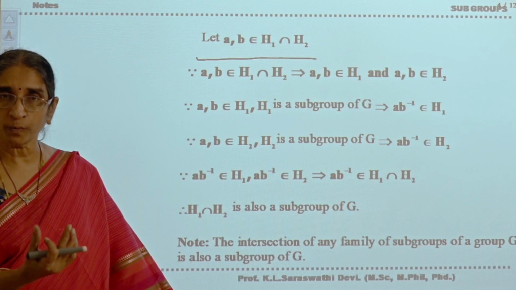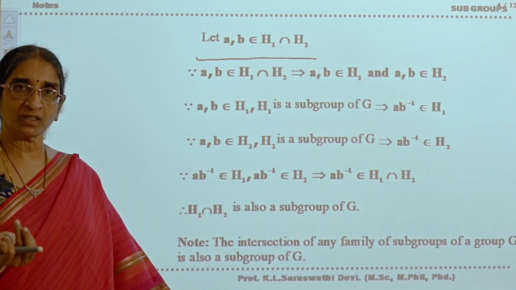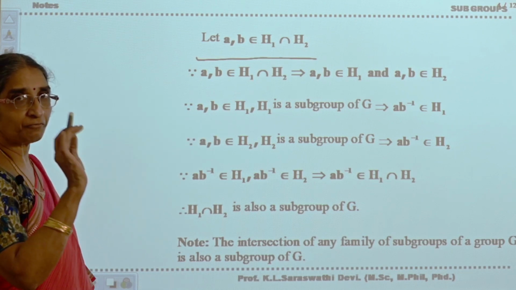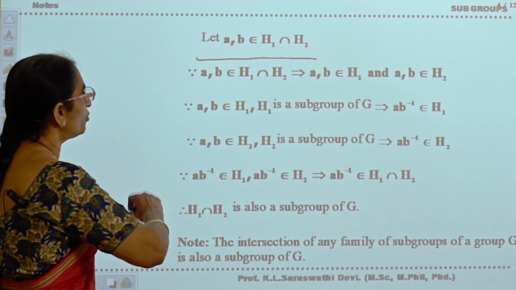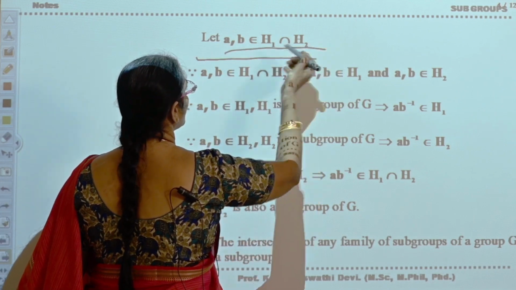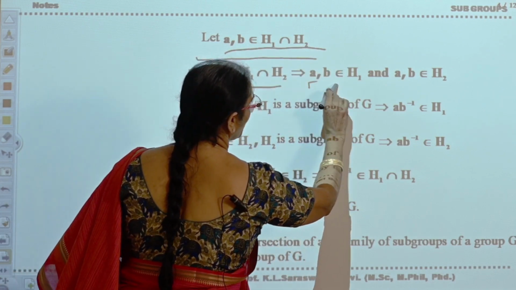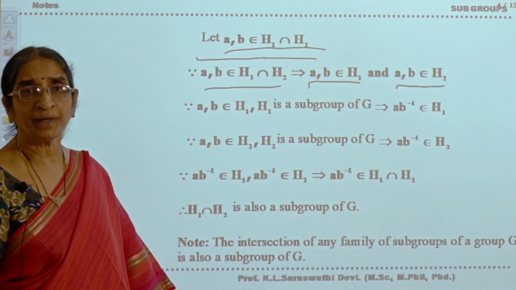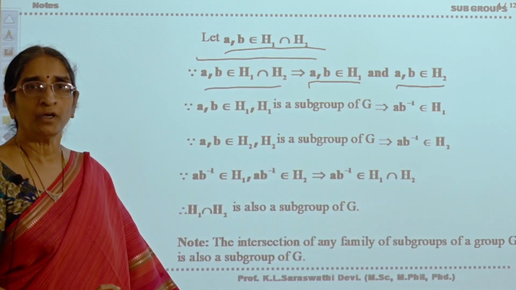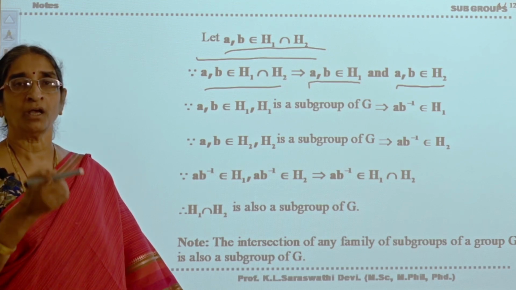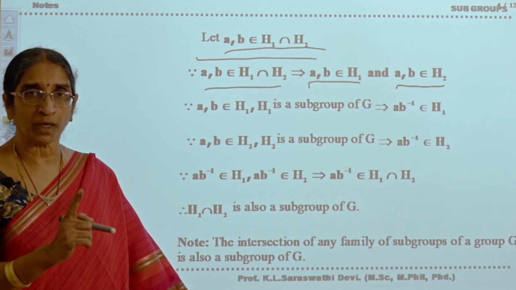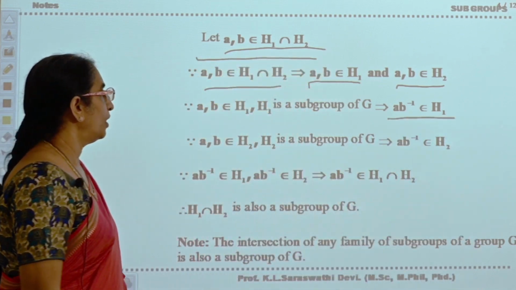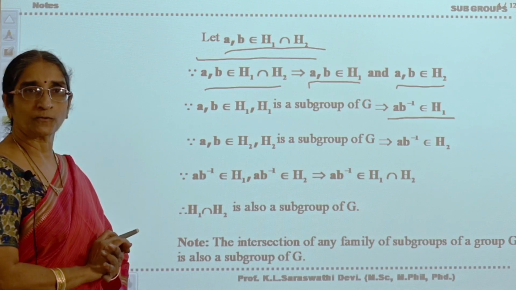H1 intersection H2 means if x belongs to H1 intersection H2, then x belongs to H1 and x belongs to H2, by the definition of intersection of sets. That is what you are using. a, b belongs to H1 intersection H2 means a, b belongs to H1 and a, b belongs to H2. But what is H1? H1 is a subgroup, so by the necessary and sufficient condition, for any a, b belongs to H1, ab inverse belongs to H1. Therefore, you have ab inverse belongs to H2.